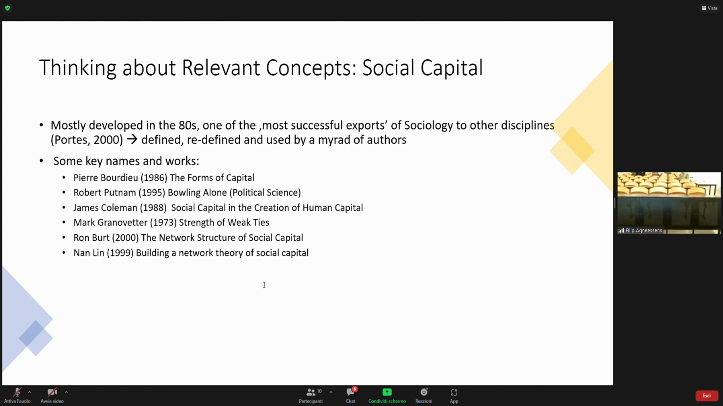You can see I listed some of the key authors. We won't be engaging with all of them because it's just a lot, and some of them are not even relevant for us, but you can look them up and read about it if you are interested. But what unites all of these scholars and thinkers from different disciplines when they talk about social capital is that social relations have valuable resources for people and communities.